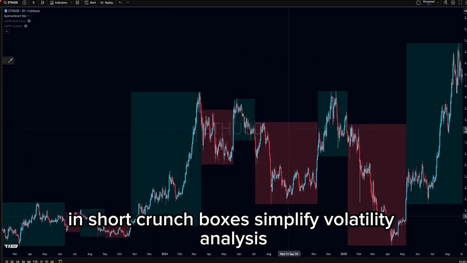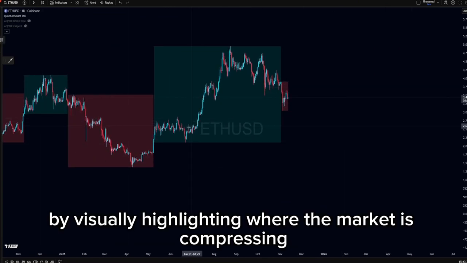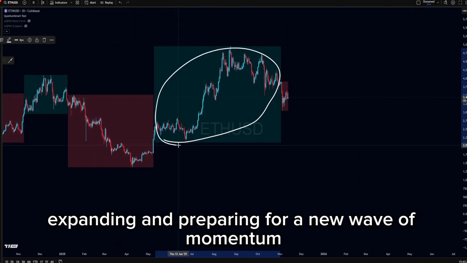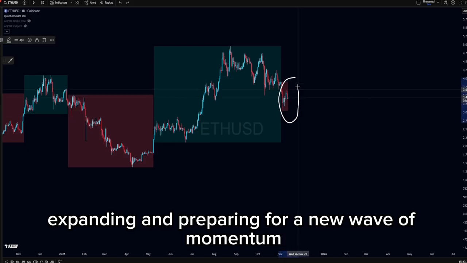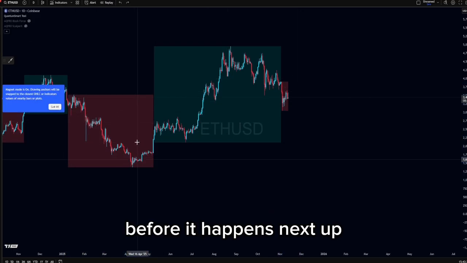In short, crunch boxes simplify volatility analysis by visually highlighting where the market is compressing, expanding, and preparing for a new wave of momentum. They help you see where the next big move could start, before it happens.